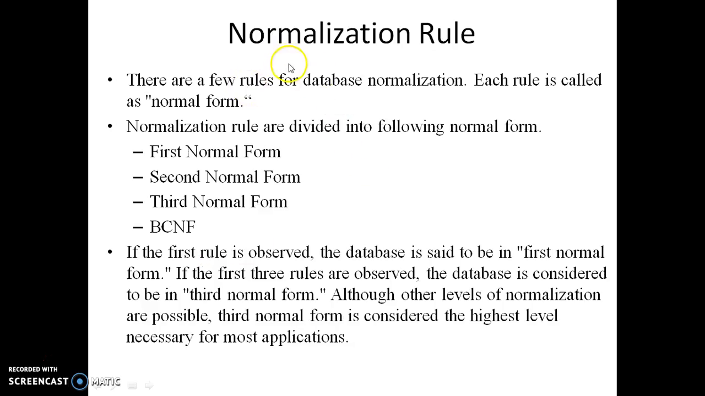Second is normalization rules. There are a few rules for database normalization. Each rule is called a normal form. Normalization rules are divided into the following normal forms: first normal form, second normal form, third normal form, and BCNF. If the first rule is observed, the database is said to be in first normal form. If the first three rules are observed, the database is considered to be in third normal form. Although other levels of normalization are also possible, like BCNF and DKNF, third normal form is considered the highest level necessary for most applications.